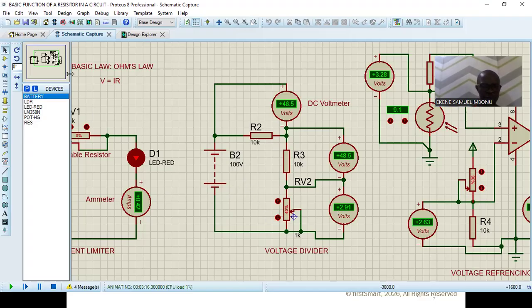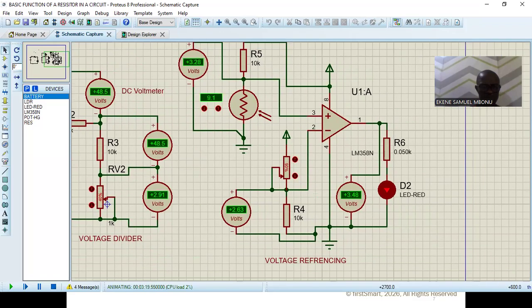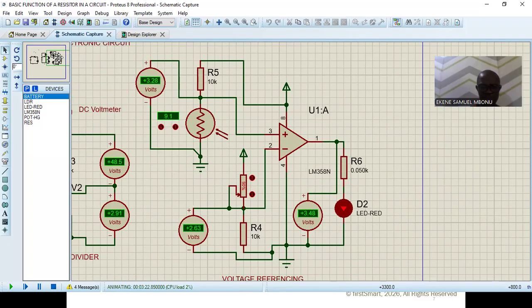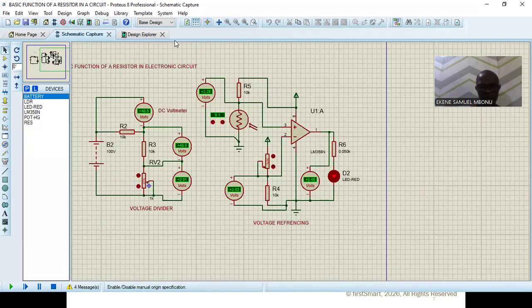We move over to the third function of a resistor, which is referencing voltage.